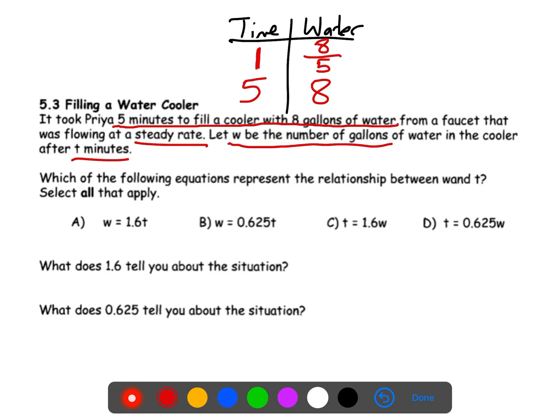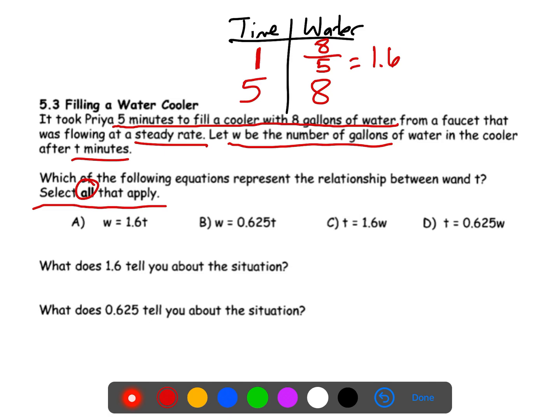Now that's an improper fraction, but it'll still work for our calculations. And if that makes you uncomfortable, I know how some people feel about fractions, then turn it into a decimal. 8 divided by 5 is 1.6, 1 6/10. So we have the unit rate and the constant of proportionality here. Now the first question says, which of the following equations represents the relationship between W and T? Select all that apply. All right, so there must be more than one answer here, or it's possible.